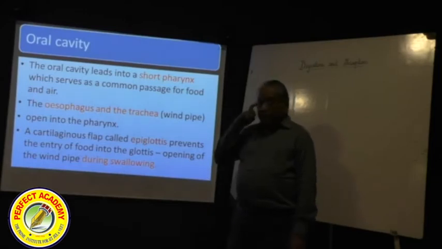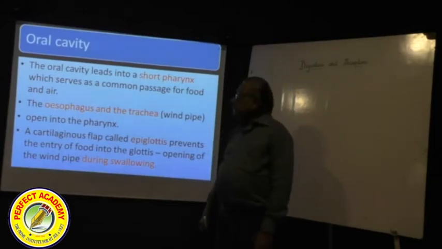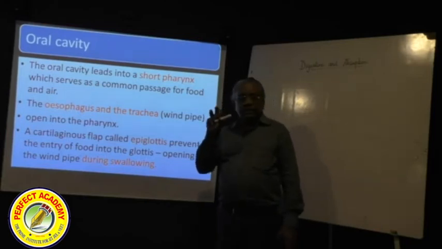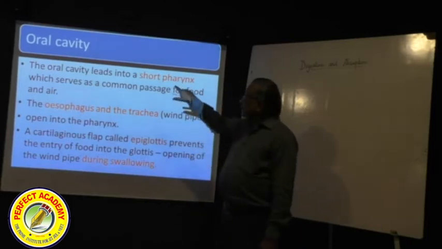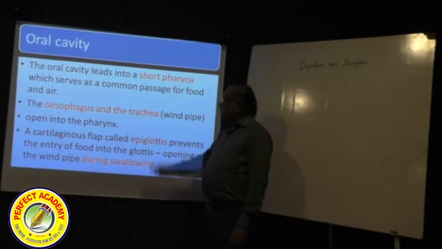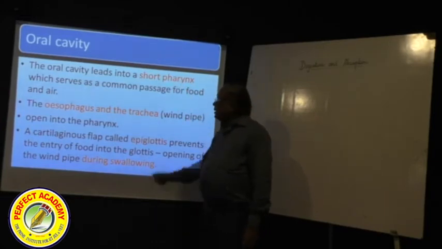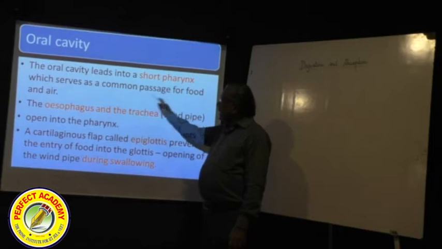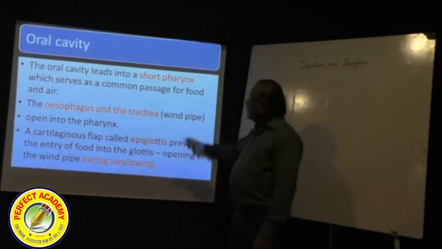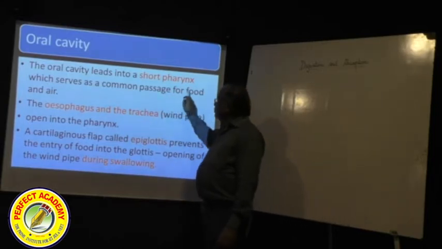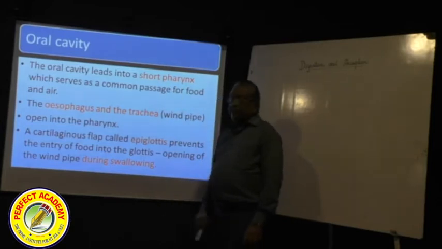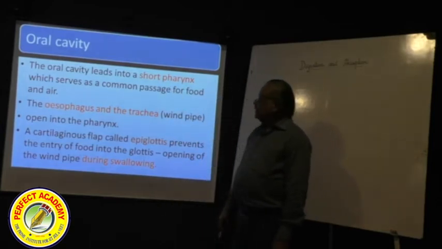Now, the oral cavity, the buccal cavity, the mouth, when it opens, is called the buccal cavity, and it leads into the short pharynx, which is considered to be the common passage for food and air. So, which is considered to be the common passage for food and air? The answer is the pharynx, the short pharynx.